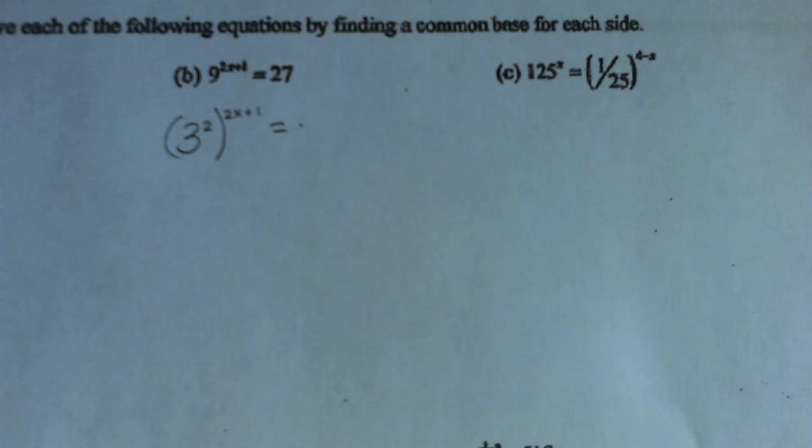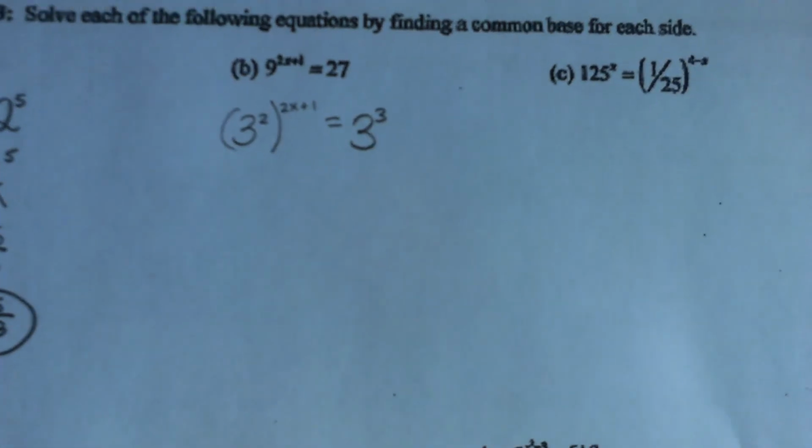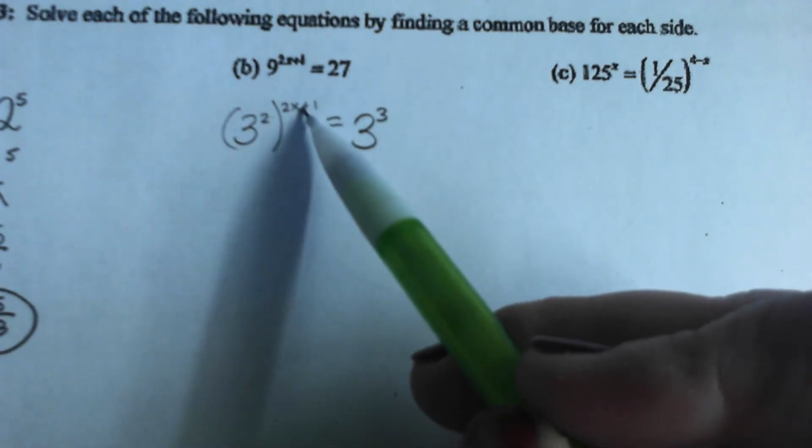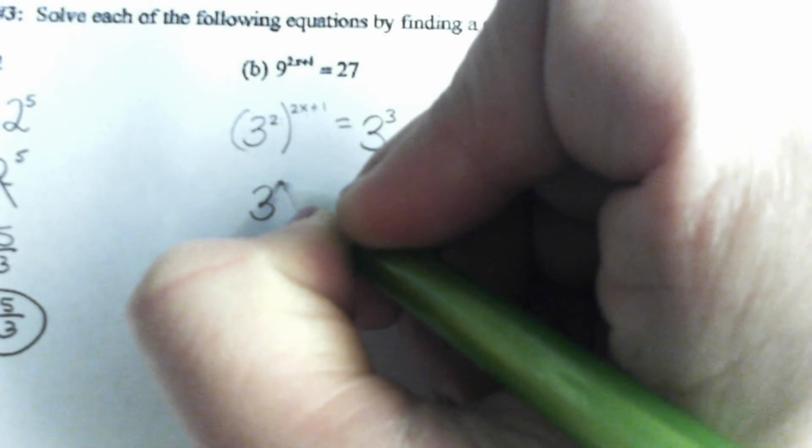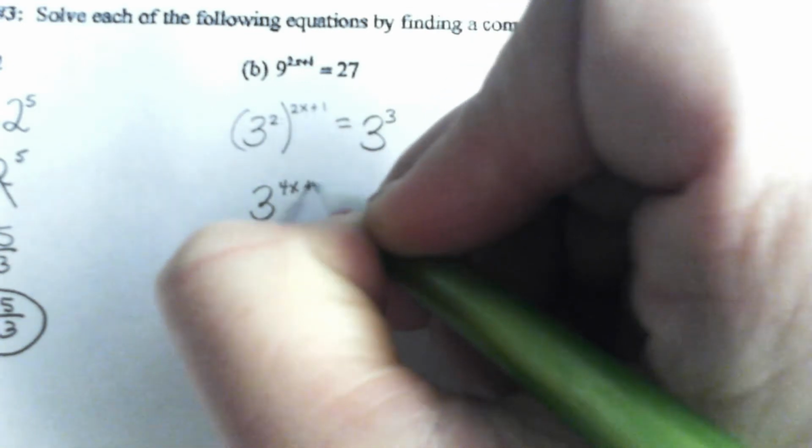We're trying to get common bases. So the base on the left is a 3, so our goal is to hopefully get a 3 on the right. 3 to the third, good. So same idea here, we have to follow some exponent rules. Power to power means multiply. You just have to be a little bit more careful here because when you multiply power to power, you have to distribute 4x plus 2.